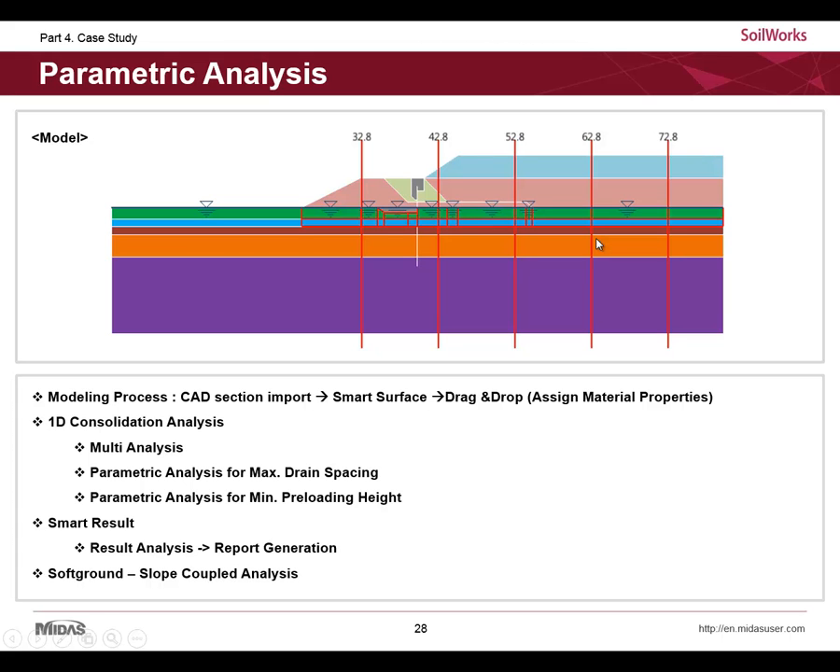Okay, so in order to get design parameters for this kind of section, iterative analysis is required. So in SoilWorks, we can get all results for each analysis at once through parametric study. And all results are summarized into one graph and table automatically. Moreover, after consolidation analysis, you can create a slope model considering the strength increase of soft ground, so you can check the slope stability as well. I will go on to explain modeling and analysis and design procedure for each case.